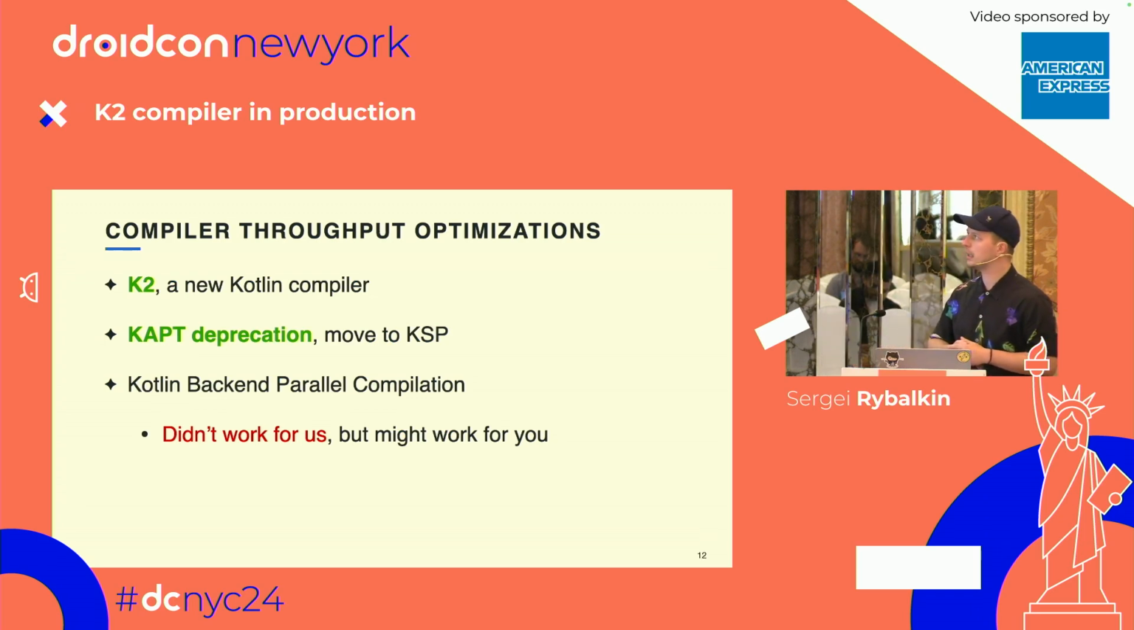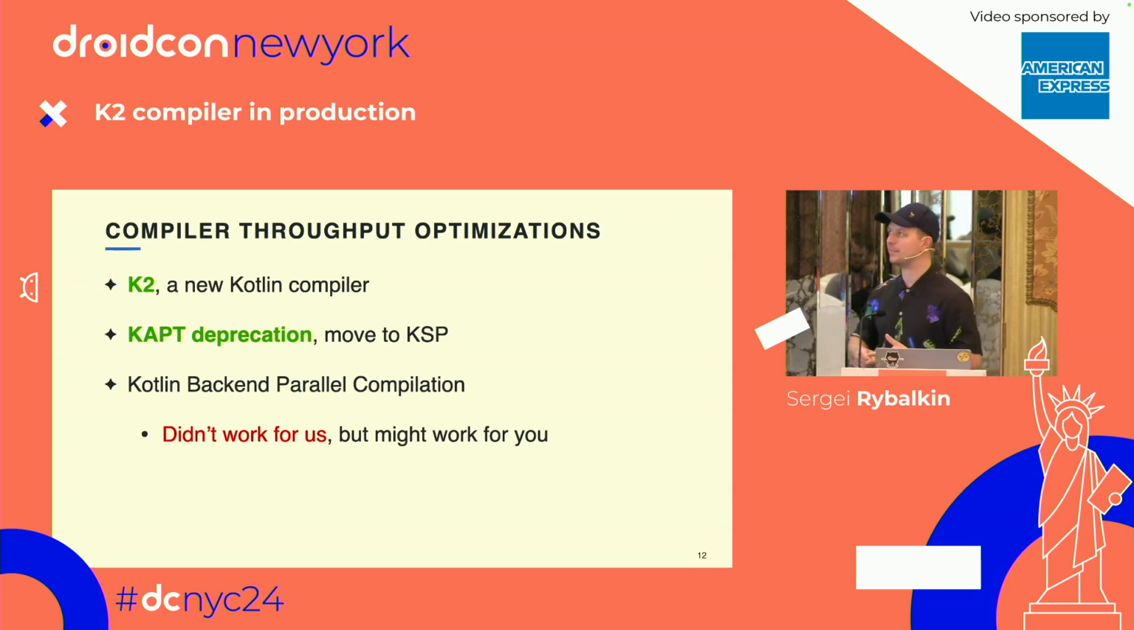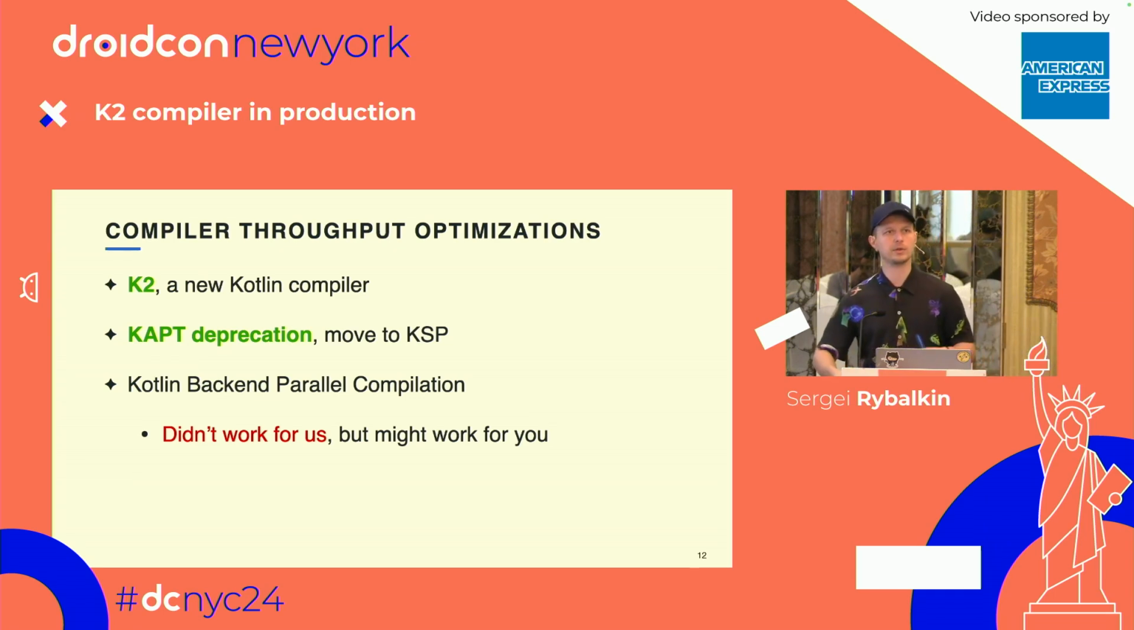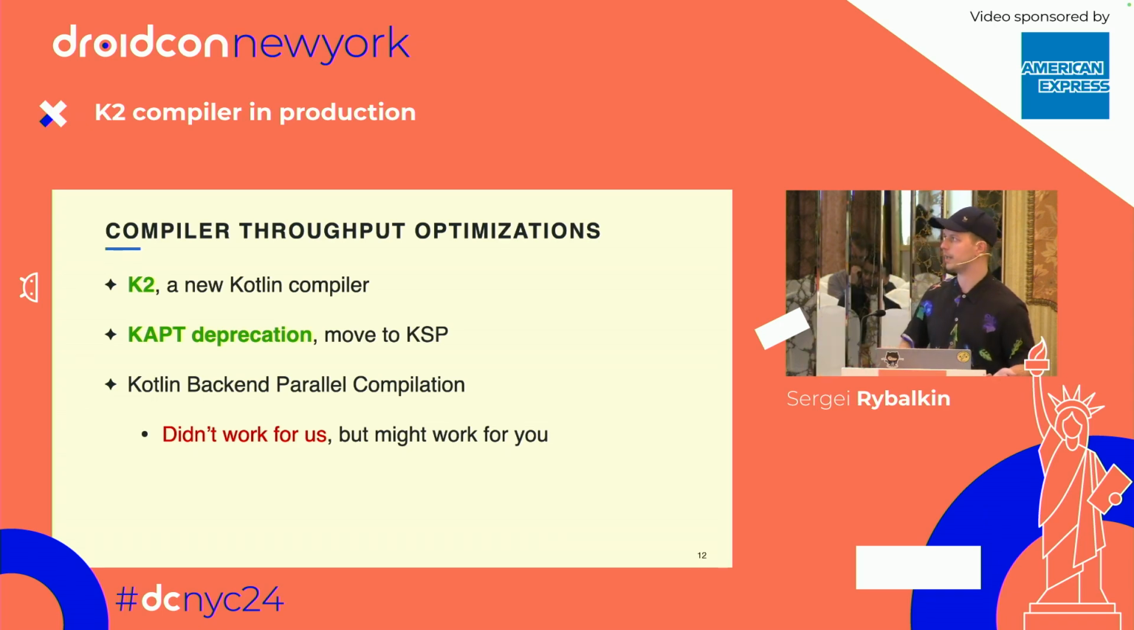But the other compiler throughput optimizations are, obviously, K2, a new compiler, then a migration from KAPT to KSP, because the promise of KSP is faster annotation and symbol processing. Then the Kotlin backend parallel compilation, and this is only if we take Kotlin. Unfortunately, backend parallel compilation didn't work for our cases because Bazel, our build system, usually parallelizes things a lot, so we were not able to get enough benefits to run it in production. But give it a try if you didn't.